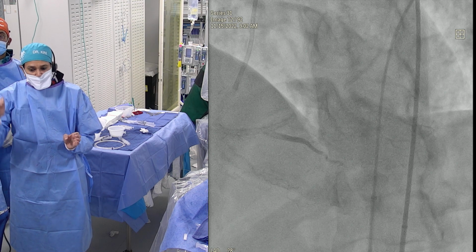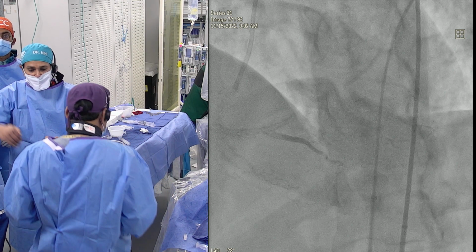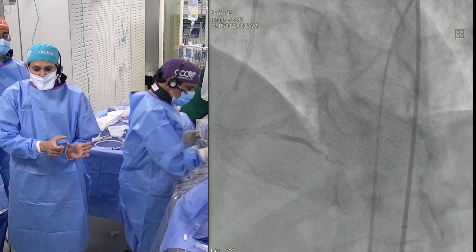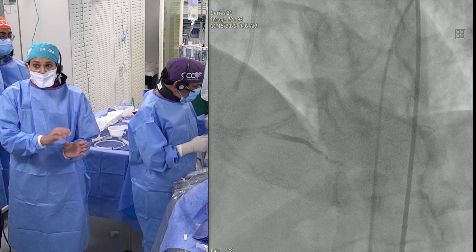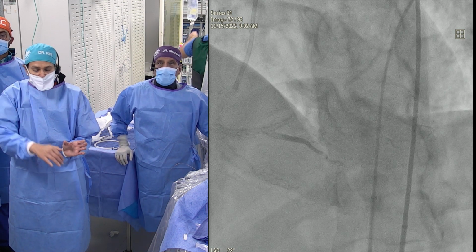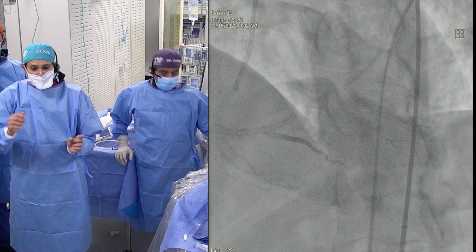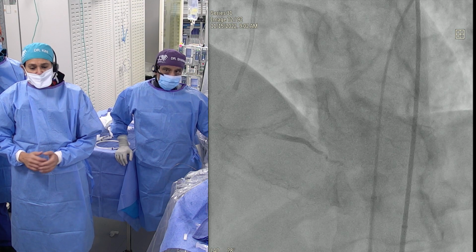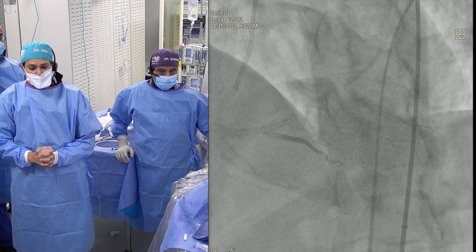So here, how important was the retrograde injection to place the stent? You want to make sure the PDA was not covered. That was only possible with retrograde injection. So retrograde injection placed a stent. Then how we were able to get into the branch was again with the help of the retrograde injection.